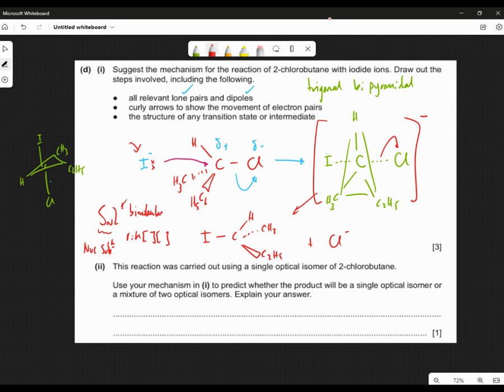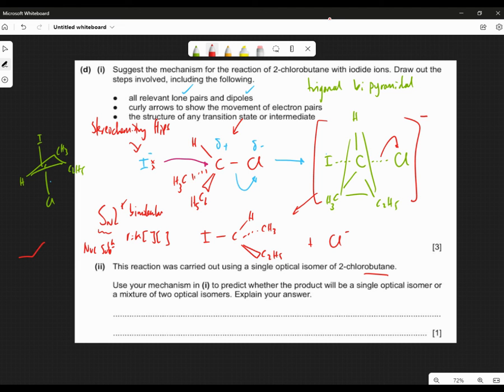There you go. Now, the reaction was carried out using a single isomer of 2-chlorobutane. As you can see, this thing shows optical properties. Using your mechanism, predict whether the product will be a single optical isomer or a mixture. Well, what happens is the stereochemistry flips. Okay, so what happens is you start off, let me try and draw what I mean.